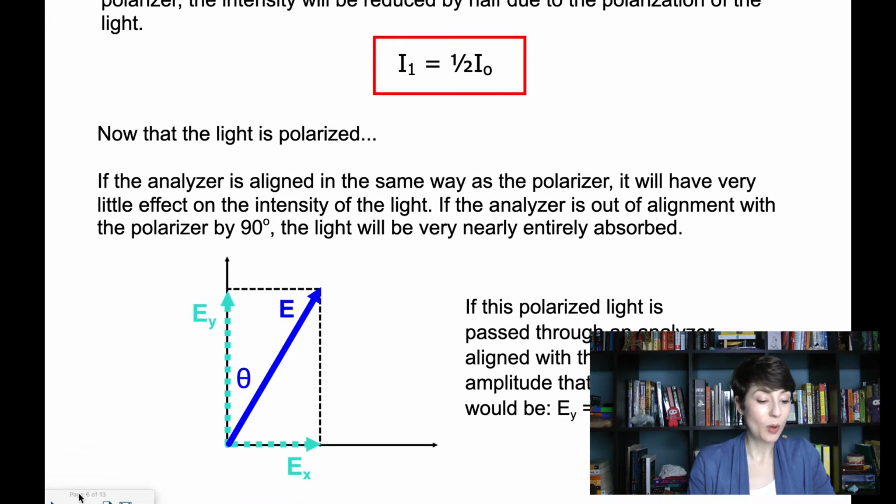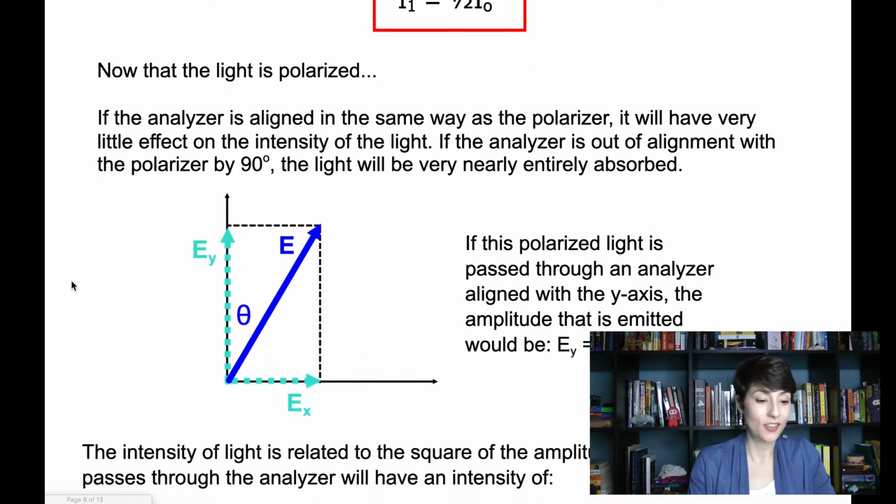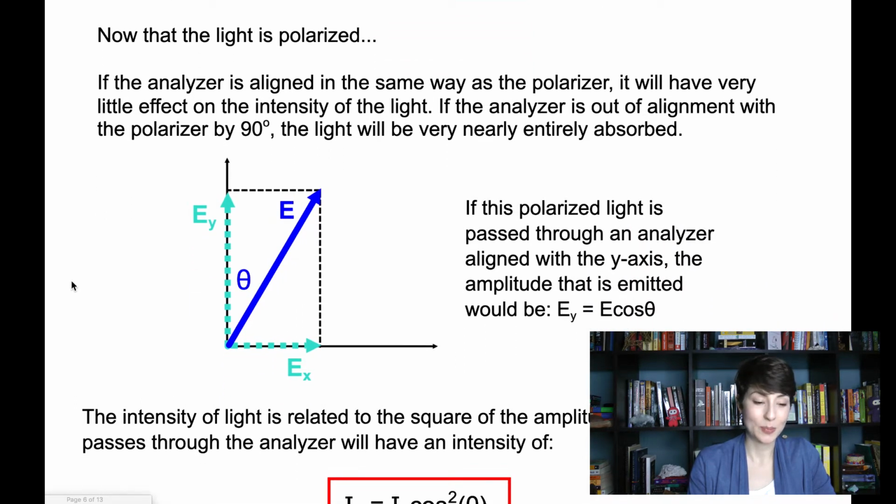Once the light is polarized, the second polarizing filter, called the analyzer, comes into play. If it is aligned in exactly the same direction as the original polarizing filter, all of the light will get through. But if it's at 90 degrees, everything is going to get absorbed. Nothing will get through.